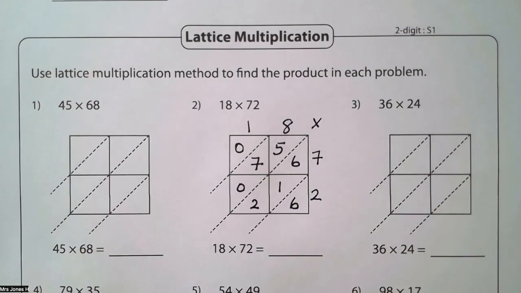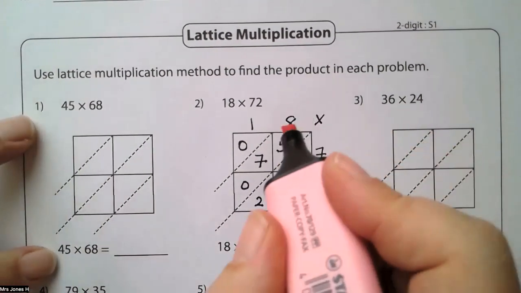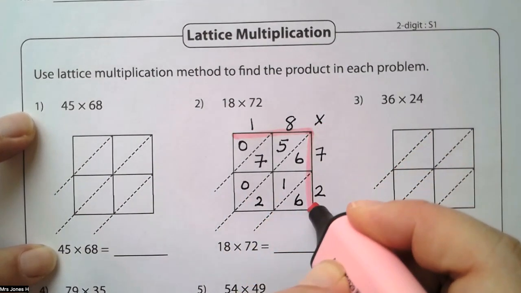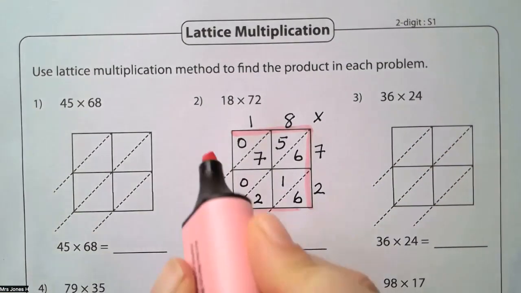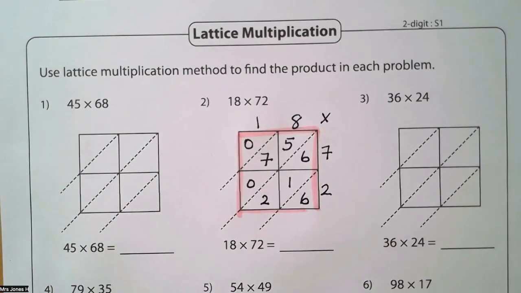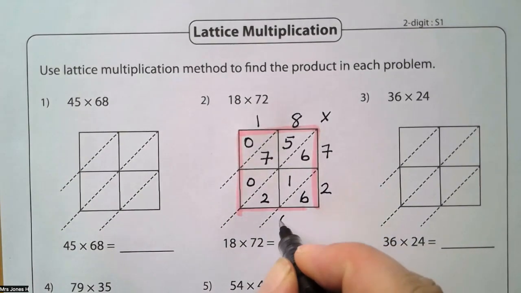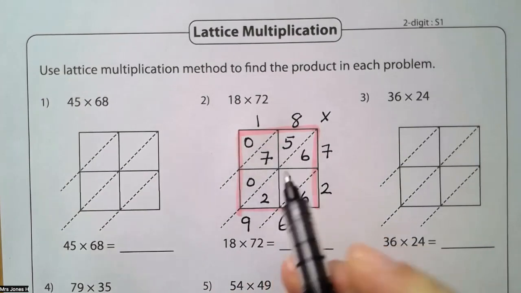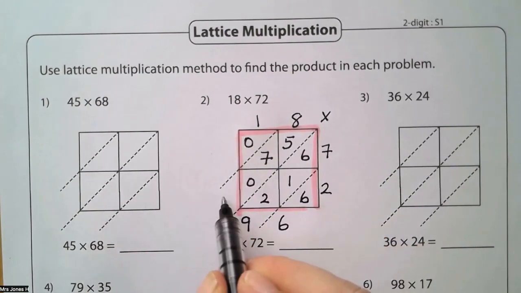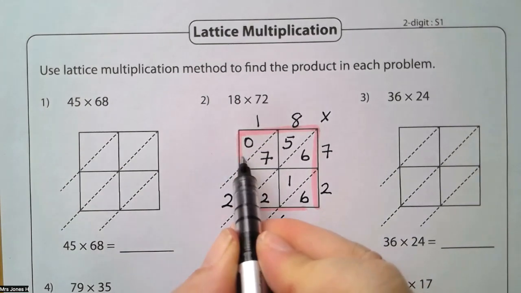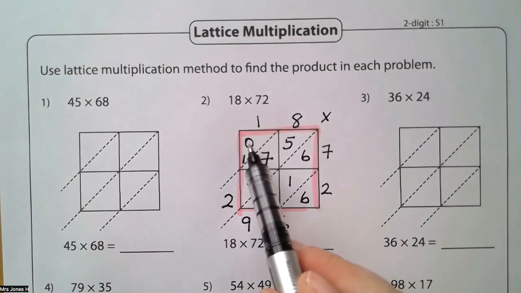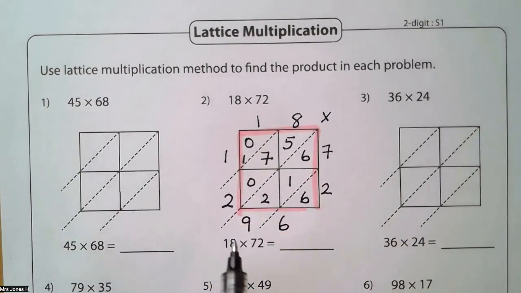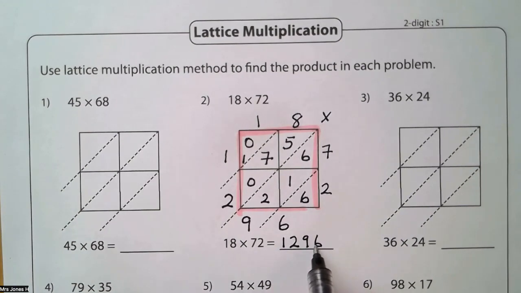Then what we do is we add down the rows, but we only add inside the box. Let's put this all the way around. So 6 is just 6. 6 plus 2 plus 1. 7 plus 5. Now 7 plus 5 is actually 12. So I put the 2 there and I carry the 1 over. And I now add 0 plus 1. And therefore the answer to this one is 1,296.